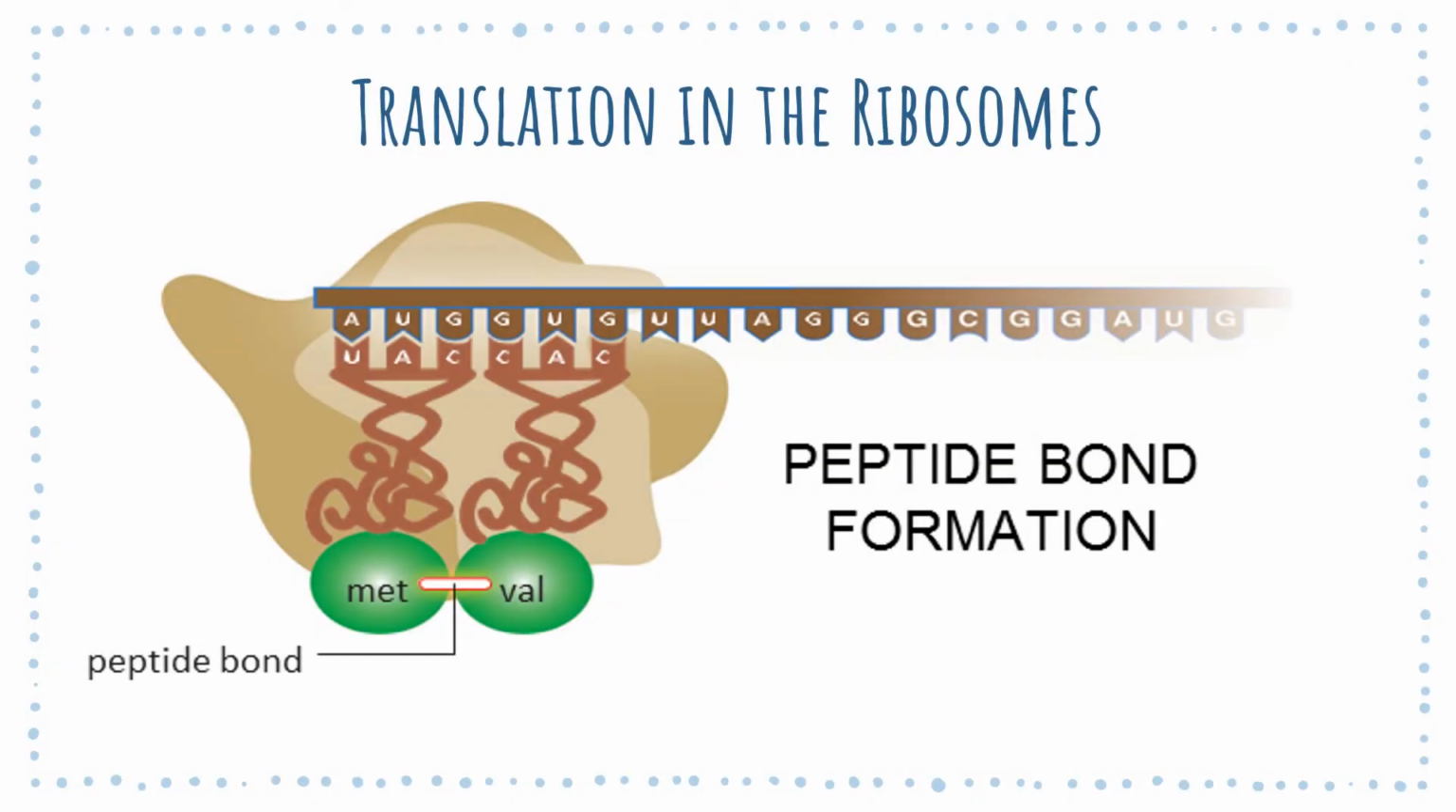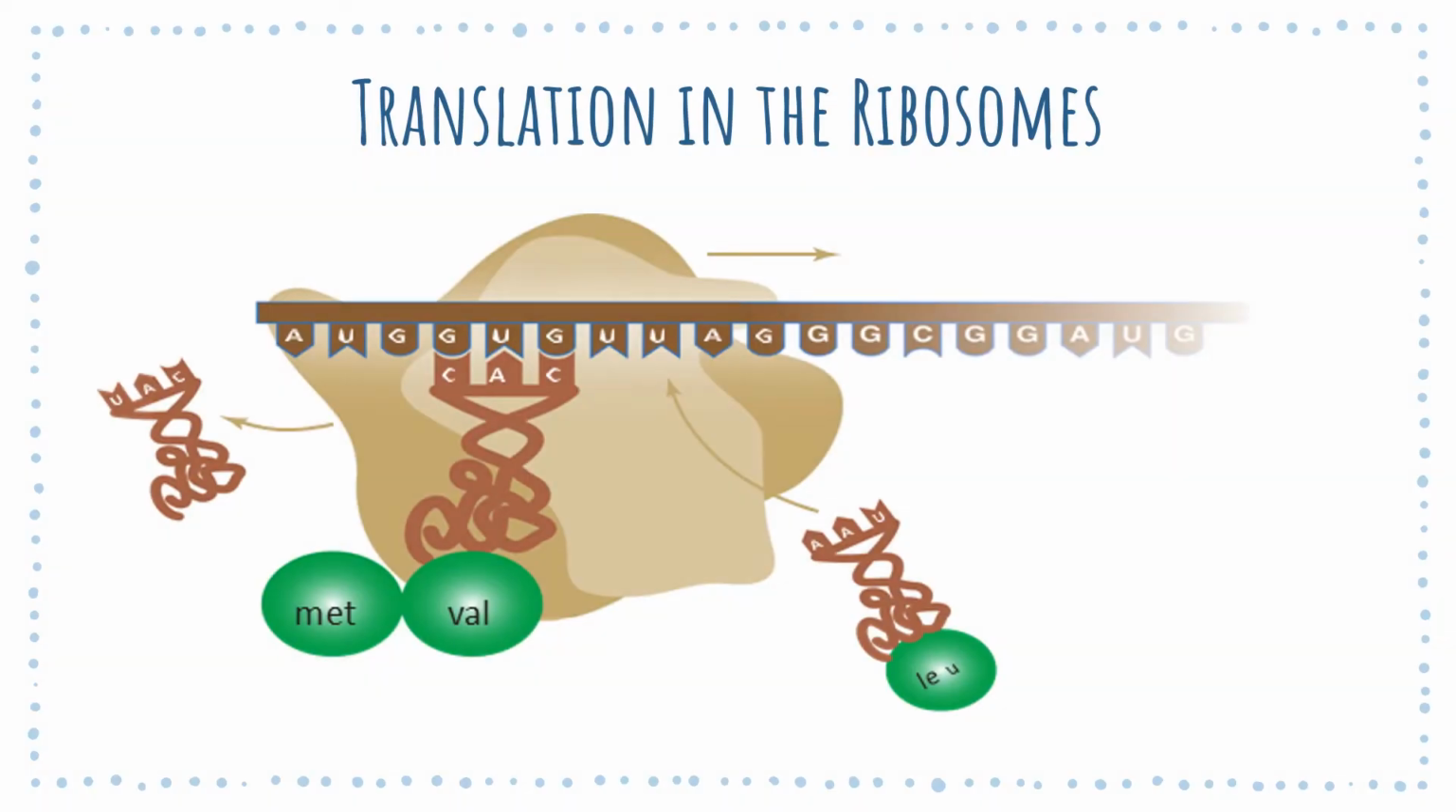The tRNA carrying the methionine amino acid then moves to the P site as the new tRNA carrying valine occupies the A site. In the P site, a peptide bond is formed between the two amino acids, effectively connecting them. The ribosome reads the next codon, UUA, and again recruits the next tRNA with anticodon AAU. This tRNA carries the amino acid leucine or LEU.